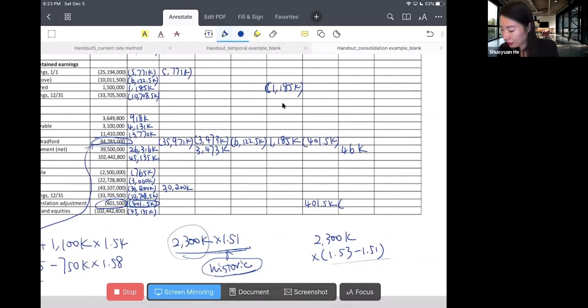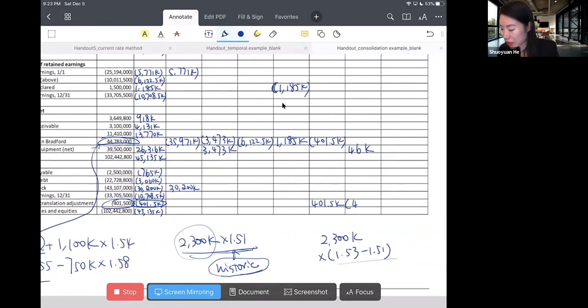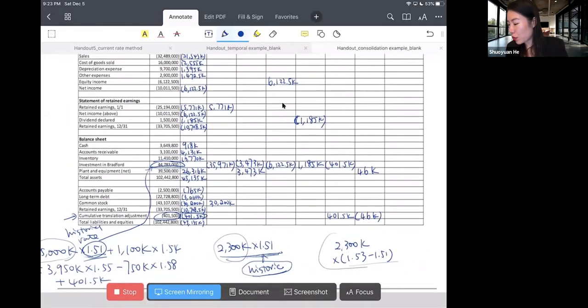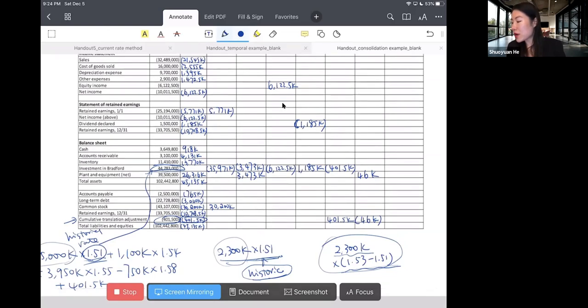And then the cumulative translation adjustment decreases by 46,000. So this is what we do here. And why is this consolidation entry E2? Why do we need to take the difference between fair and book value and then multiply it by the change in exchange rate to get consolidation entry E2? Let me just finish calculating the last column, and then I will go back to talk again about this E2 entry.